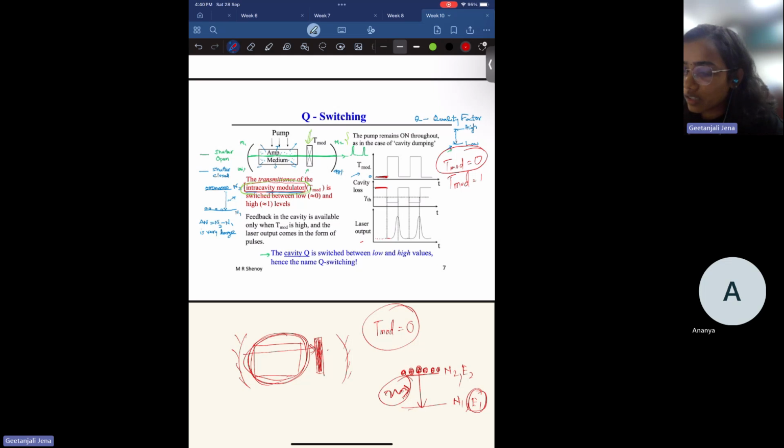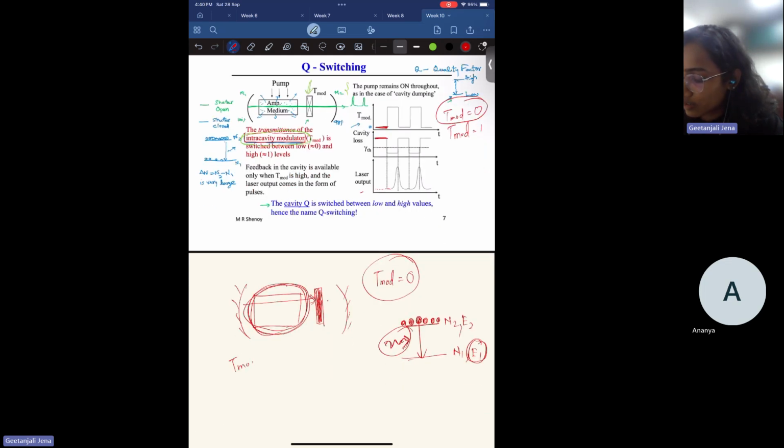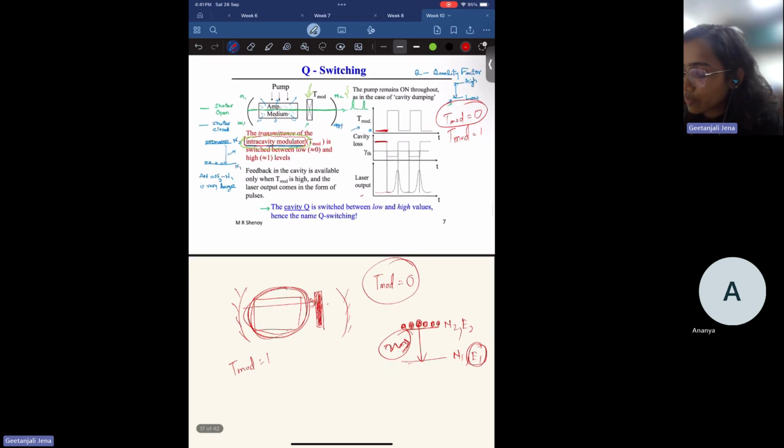Now when you open the shutter, when you modulate this external mod, the intracavity modulator, let us say T mod is 1, that is, 100% of light is passing through this T mod. So what will happen? Now the light that was blocked by this intracavity modulator will be able to pass through it. Okay, so now we take a different color. Now the light will pass through this intracavity modulator, and it will be able to oscillate back and forth between this laser cavity.